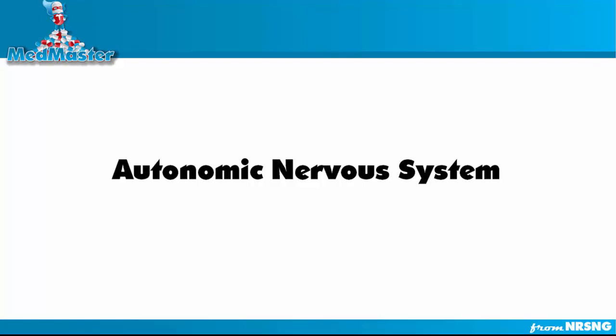Autonomic nervous system. We're going to go over the autonomic nervous system in a little bit of detail before we go and understand the drugs. This will help us understand the drugs' mechanism of action and side effects, and it'll be really easy to remember as well. So let's take a look.